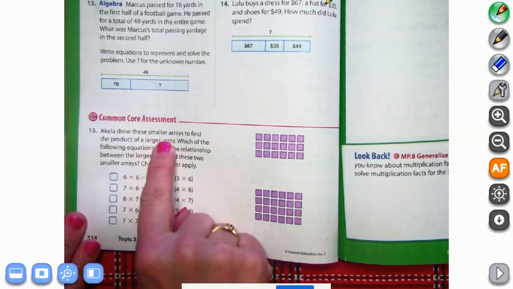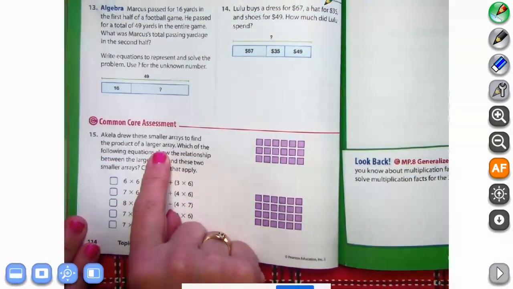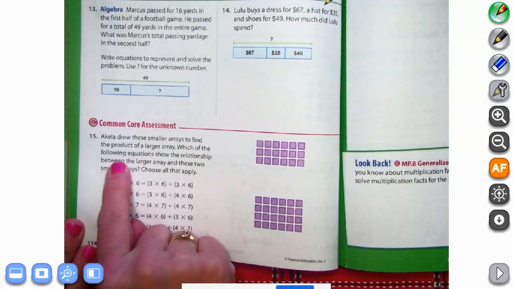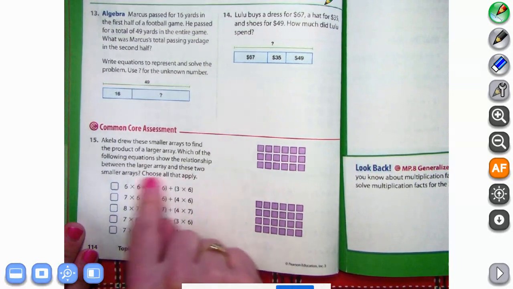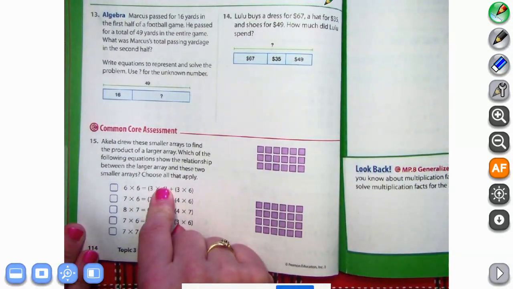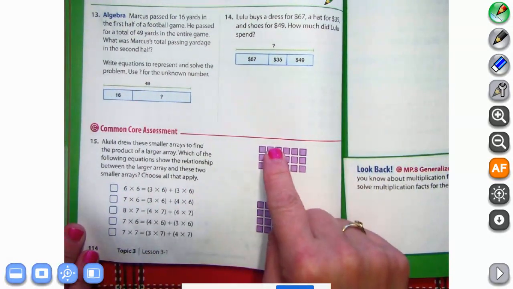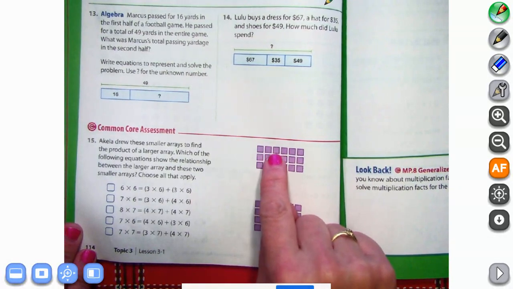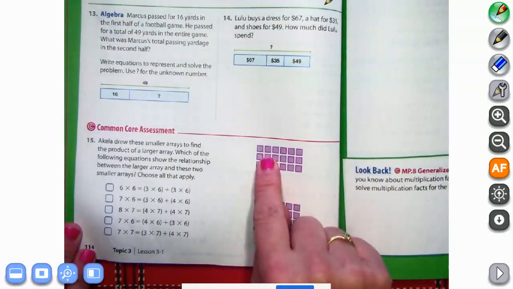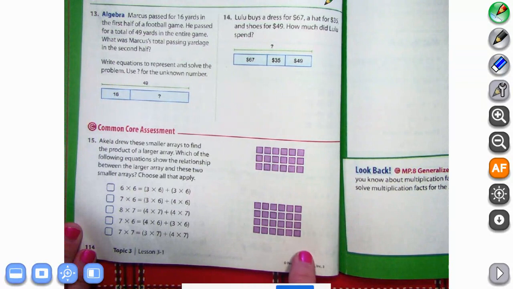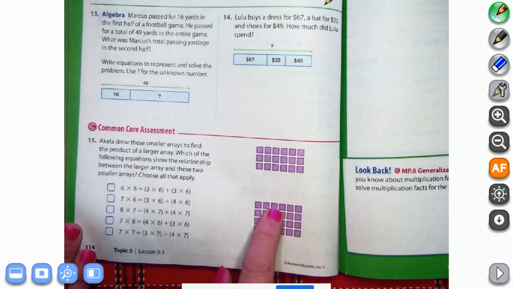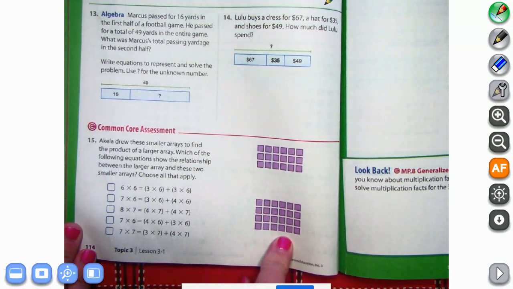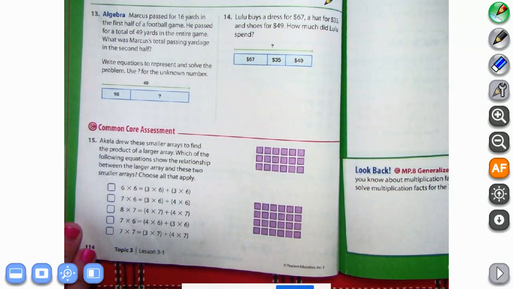Akilah drew these smaller arrays to find the product of a larger array. Which of the following equations show the relationship between the larger array and these two smaller ones? Choose all that apply. So we've got three groups of 1, 2, 3, 4, 5, 6, three groups of six and four groups of six. So which ones of these could be the right way to show each of these and when they're all put together? So which ones would that be? It could be more than one answer.